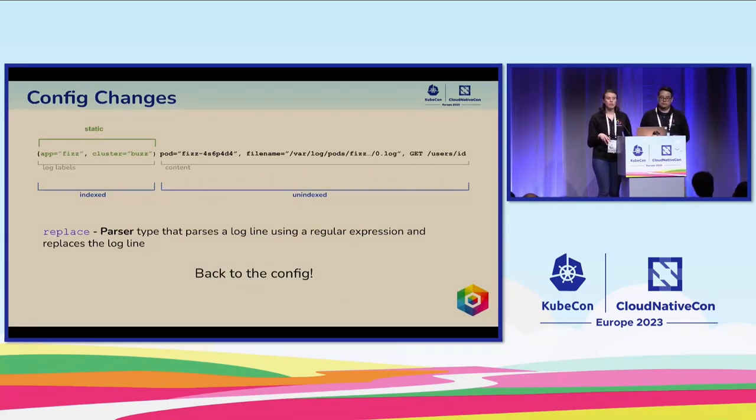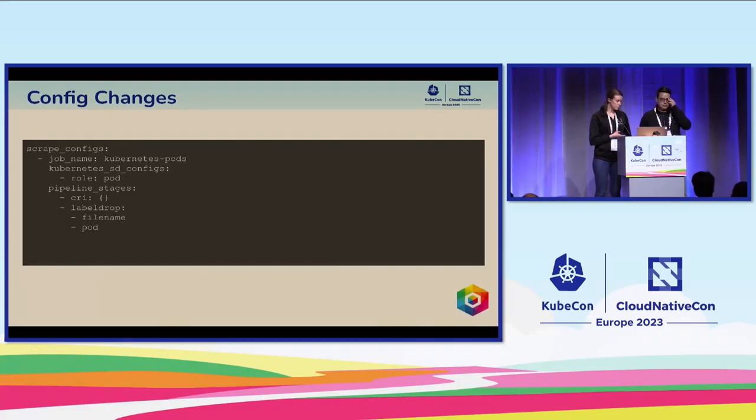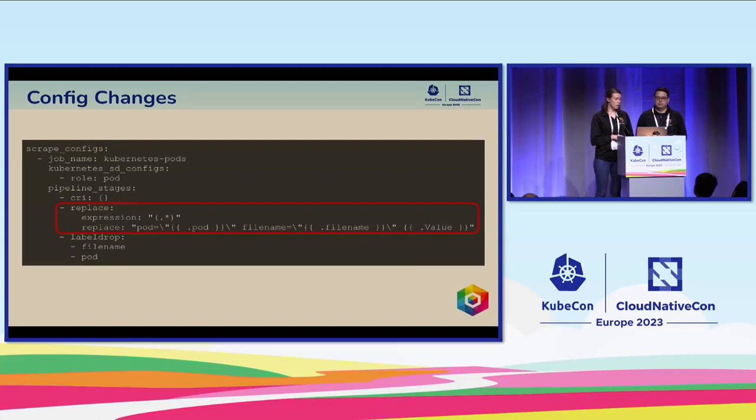Let's build on the previous configuration to make this happen. So here's our previous configuration. We're going to inject the replace action type between the CRI and label drop blocks. The replace block accepts two arguments, expression and replace. The expression argument allows us to use regex to pull specific parts of the log entry we would like to manipulate. So here we pass a dot star expression wrapped in parentheses. That means we're capturing the entire log line. The log entry is then saved as a capture group, which we can reference in the replace argument with the dot value variable. In the replace argument, we're prefixing the pod and file name labels into the log entry.